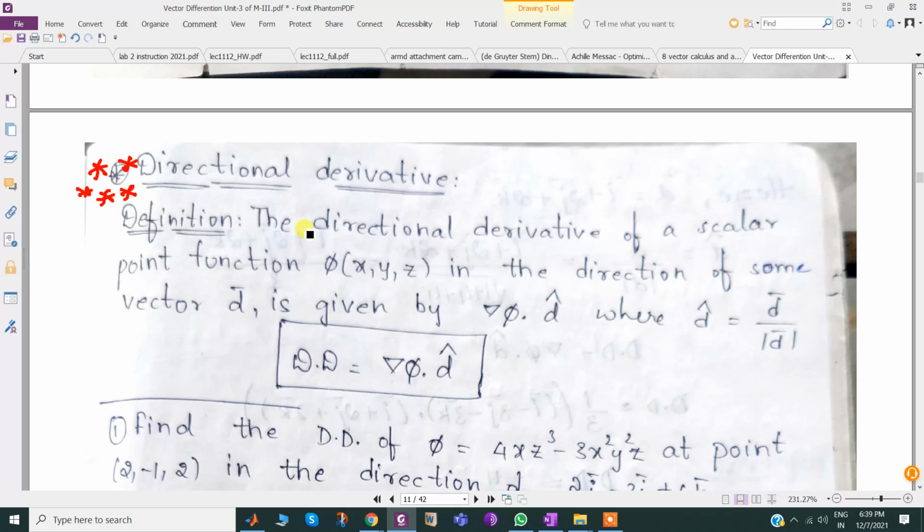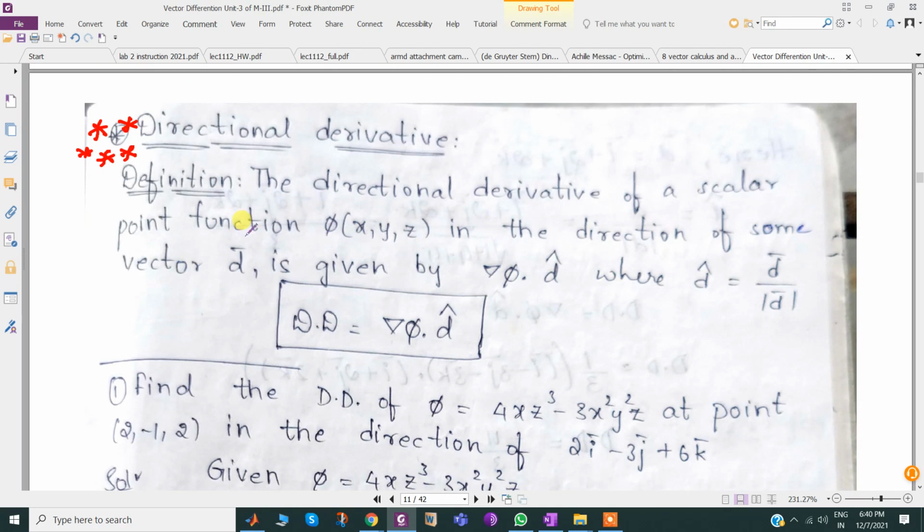Then directional derivative. The directional derivative of a scalar point function is simply the slope of the surface in the direction of some other vector. This is some other vector d bar. Here is d bar, here is d cap. D cap is given already: d cap is equal to d bar by mod d bar. So the directional derivative is del phi at a point P dot d cap.